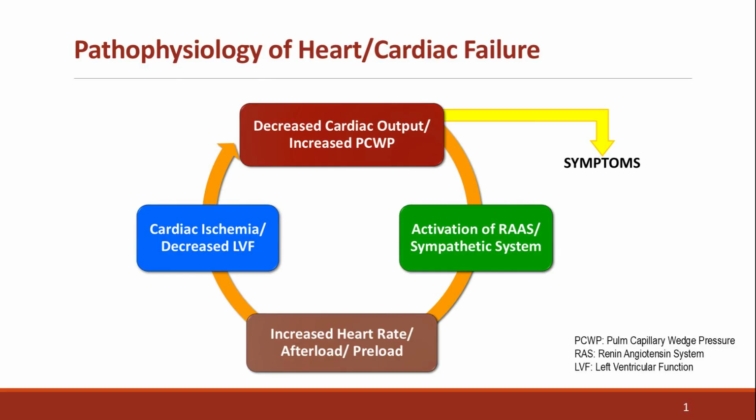In the pathophysiology of cardiac failure, decreased cardiac output and increased pulmonary capillary wedge pressure are central concepts. A reduction in cardiac output activates the renin-angiotensin-aldosterone system, RAAS, and the sympathetic nervous system, leading to increased heart rate, afterload, and preload in an attempt to restore cardiac output. In the short term, this response saves life. However, this neurohumoral axis becomes deleterious in the long run to the extent that these compensatory mechanisms may even cause myocardial ischemia, further worsening left ventricular function.